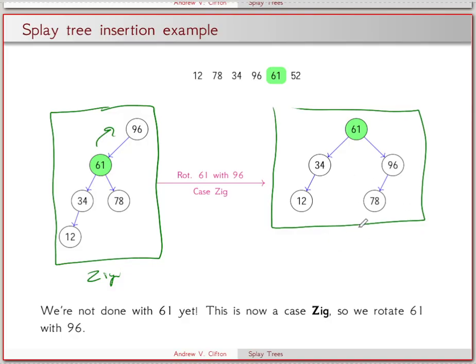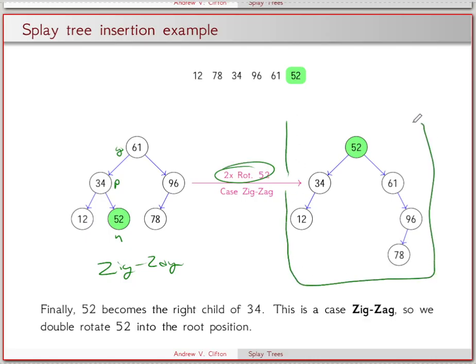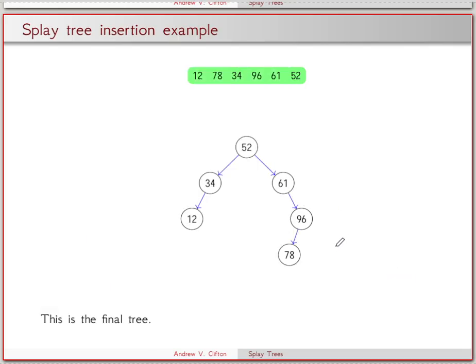Finally, where's 52 going to go? 52 is going to go here, so we put 52 there. We ask, how does 52 relate to its parent and its grandparent? It's a zig-zag case. So what do we do for a zig-zag? We're going to double rotate 52, which gives us this final tree. That's the tree that we end up with after inserting all those values.